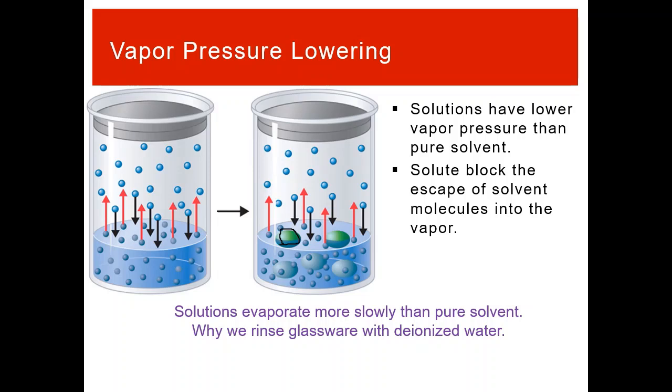The fact that solutions do evaporate more slowly is because they have lower vapor pressure. One of the ways you can remember that is that we rinse glassware with deionized water. And the reason why we rinse it in that way is because deionized water has less solute in it, so it evaporates more quickly. So if you rinse glassware with deionized water, it just dries faster.